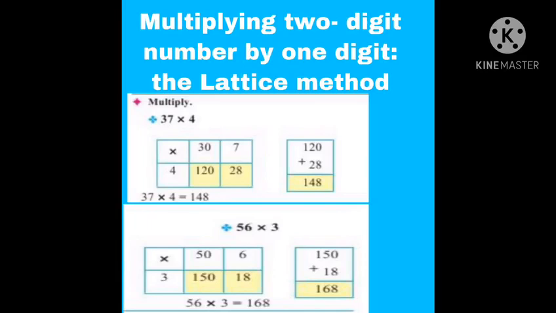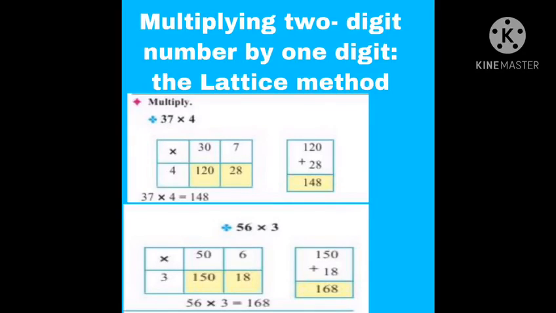Then 4 7s are 28. Again you have to add the answers. Which answers? 120 and 28. So 120 plus 28, we are getting the answer as 148. That means 37 4s are 148.